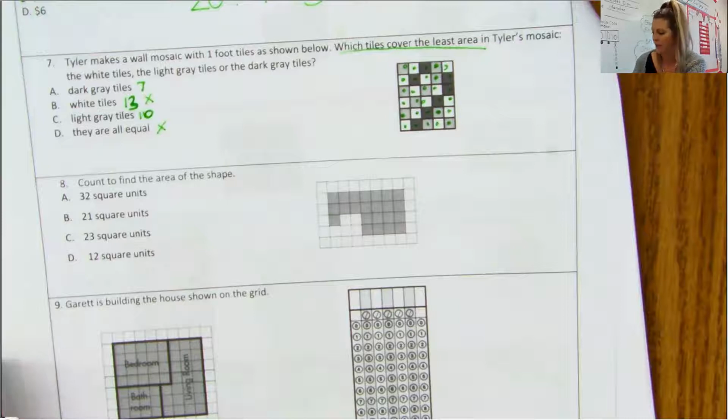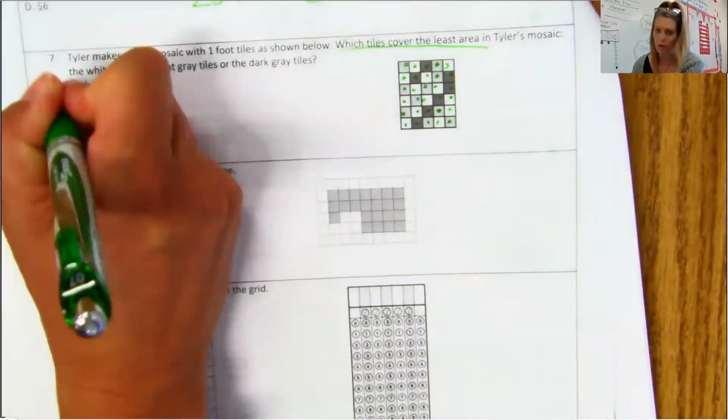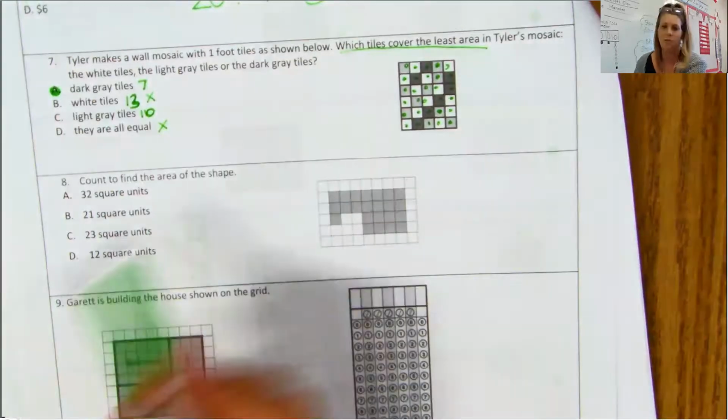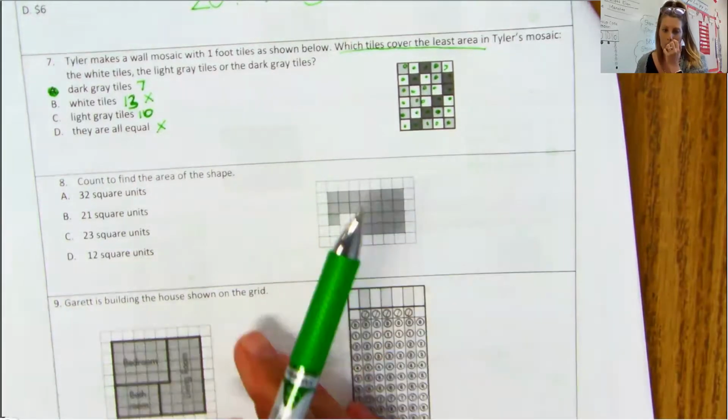Go ahead and bubble it in. Which one covers the least amount of space? The dark gray, right? Because 7 is the smallest. This is a great strategy. I hope to see you using it on Wednesday and Thursday.